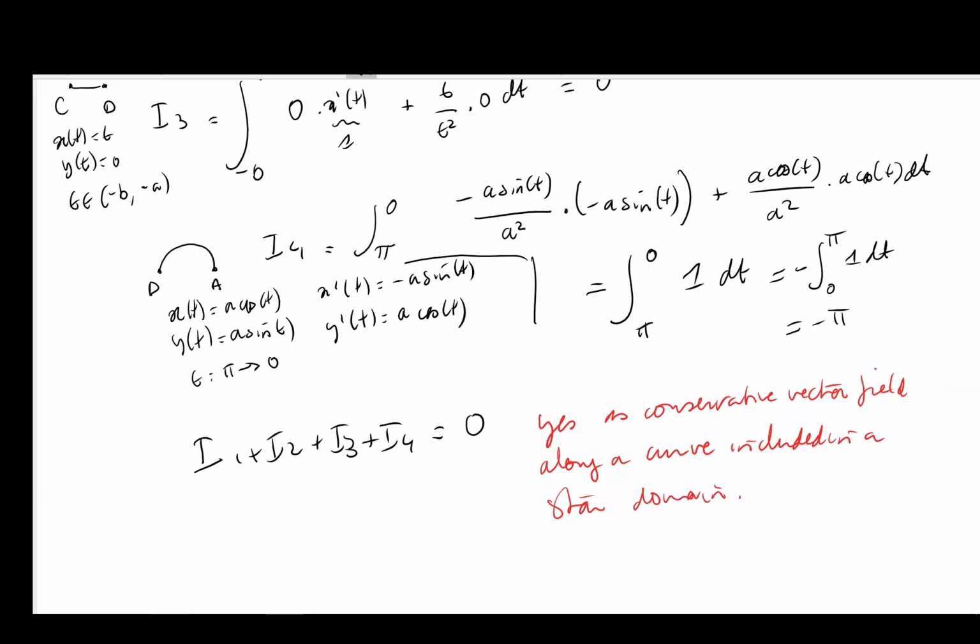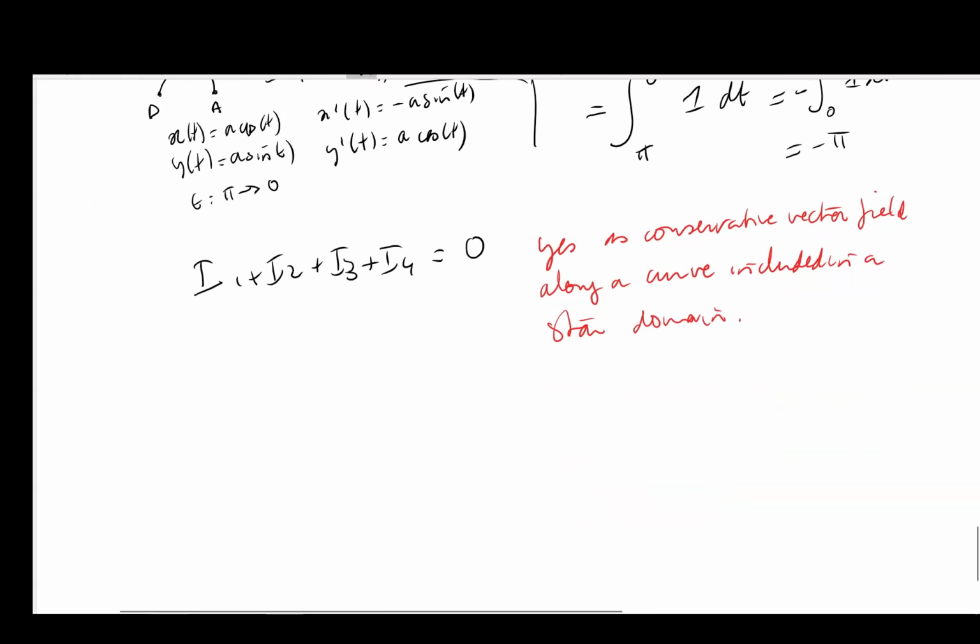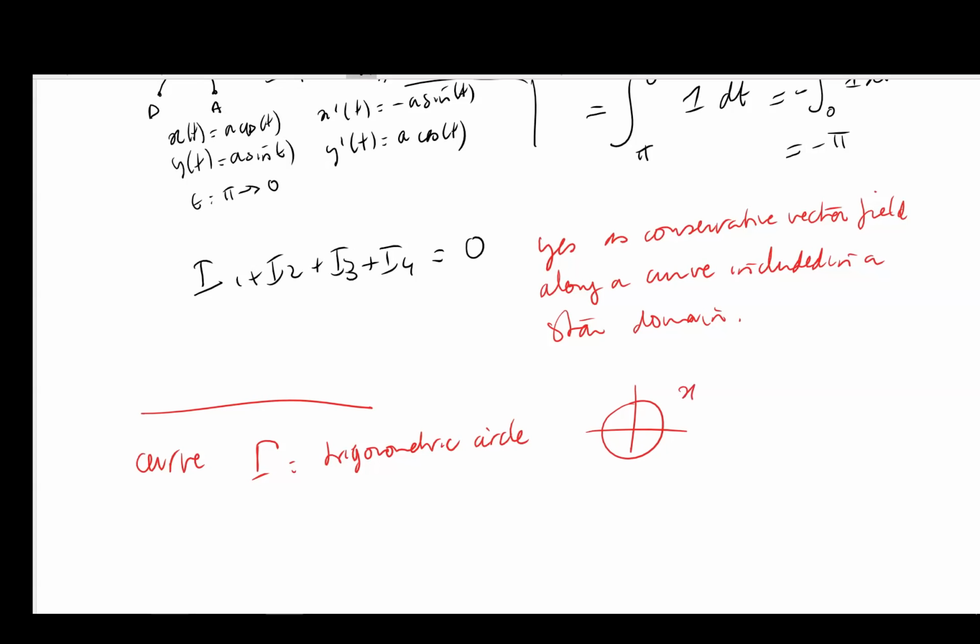Okay, let's take another example. Let's use the same vector field to show you why this assumption is actually important. Let's take another curve. Let's take a simple one, the trigonometric circle, and the same vector field. It's going to be described by x of t is equal to cosine of t, y of t is equal to the sine of t.